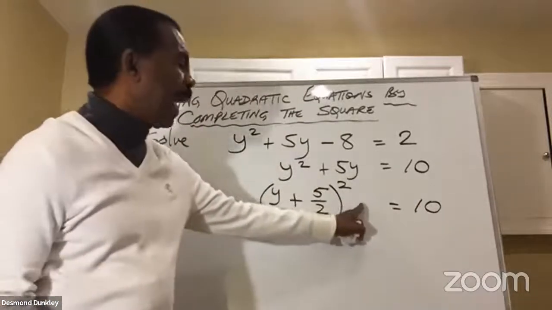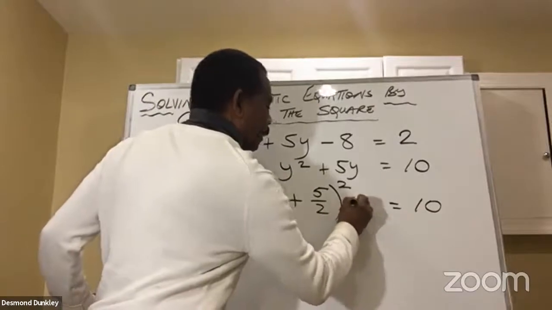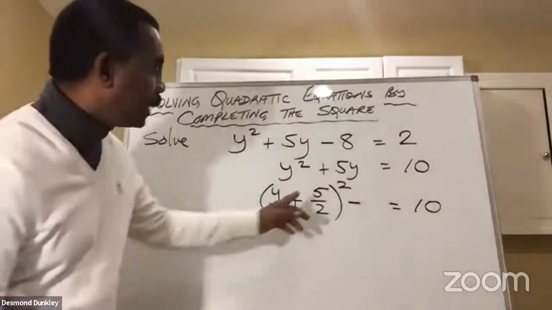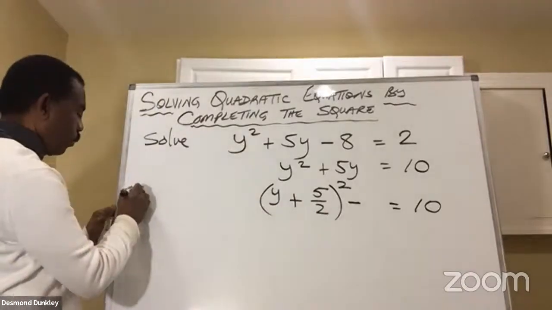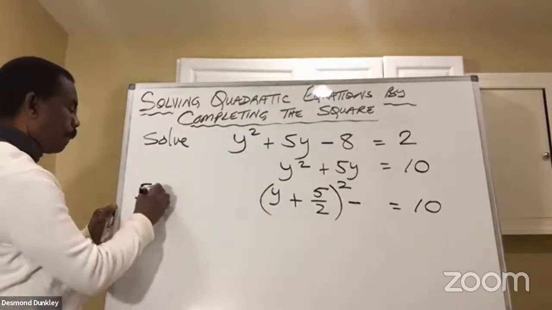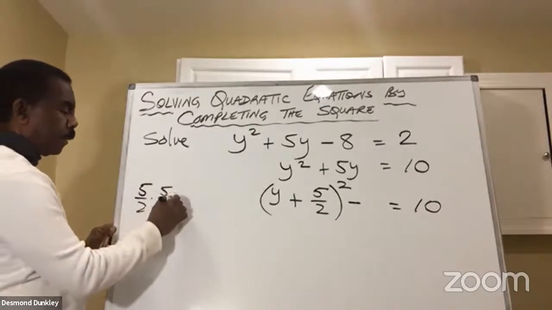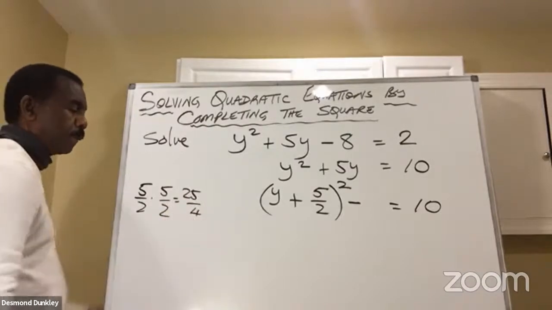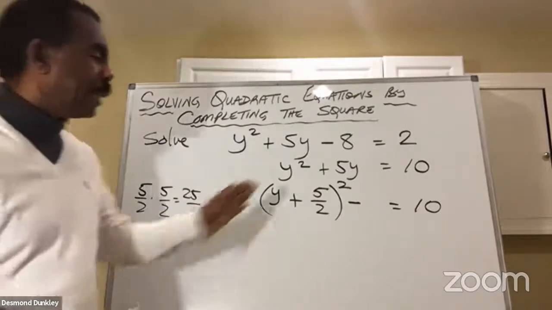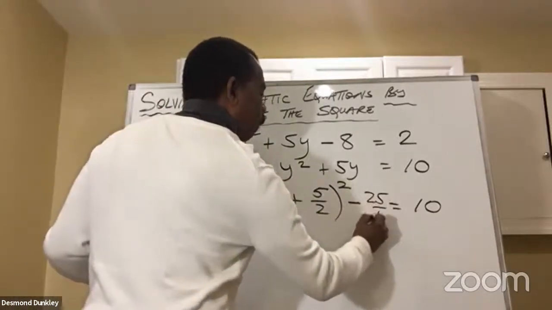But remember, we have to make our adjustment. What is the adjustment? The adjustment is always this number squared. So it's 5 over 2 times 5 over 2. And what is that? 5 times 5? 25. 2 times 2? 4. So your adjustment is 25 over 4.